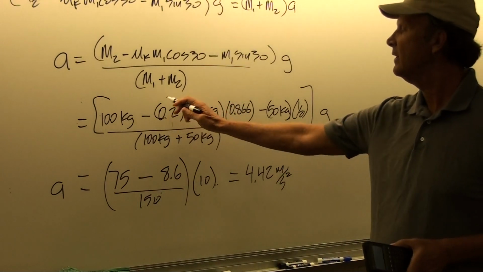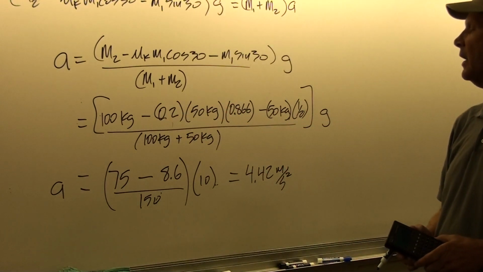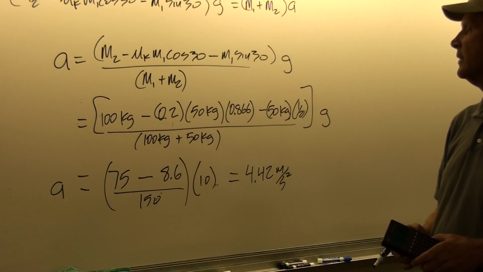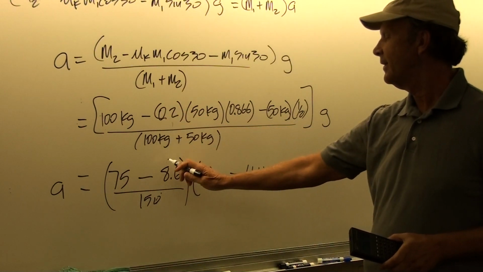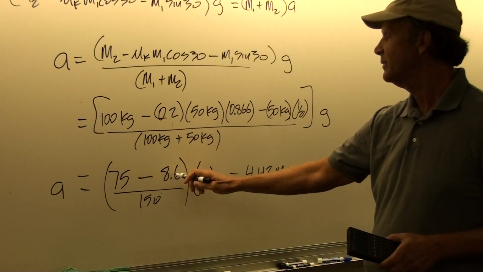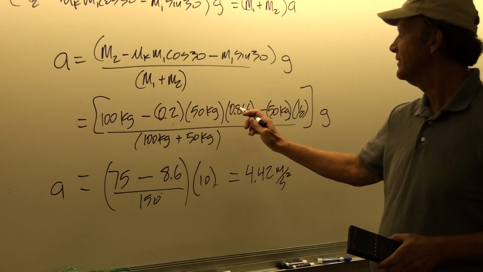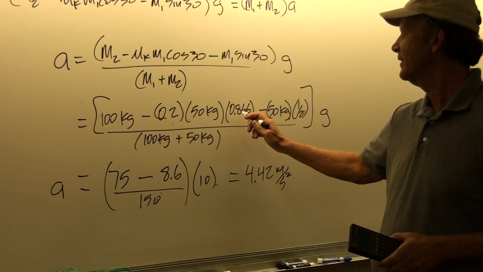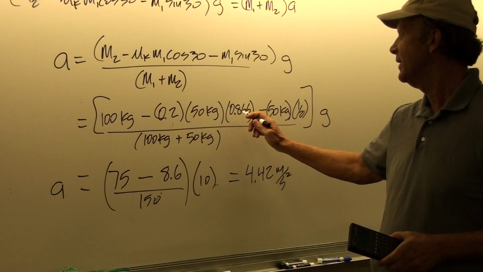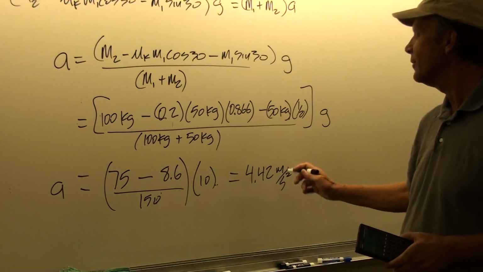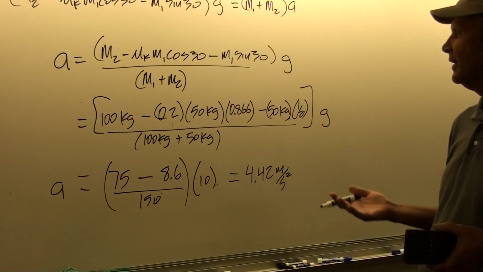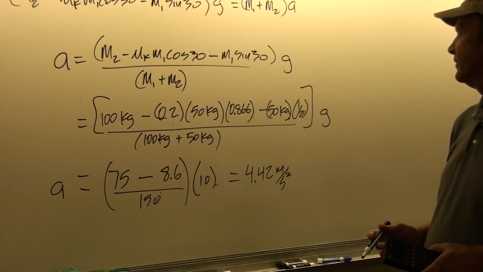And the reason it's not a lot less is that our coefficient of kinetic friction is a relatively small number. If this were a 0.5, then this number would start getting big. This would be more like, well, half of 50 is 25, so you times 0.866, so that would be maybe 20. So it's 75 minus 20. So that would bring it down to maybe 4 meters per second squared. Okay, but that is not the solution.